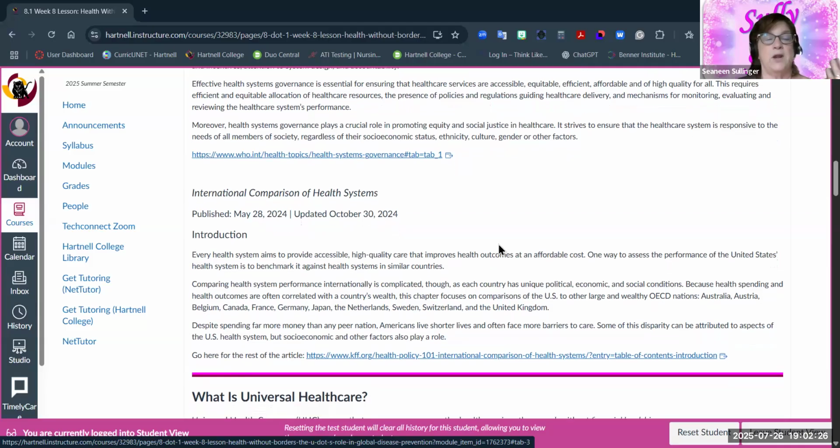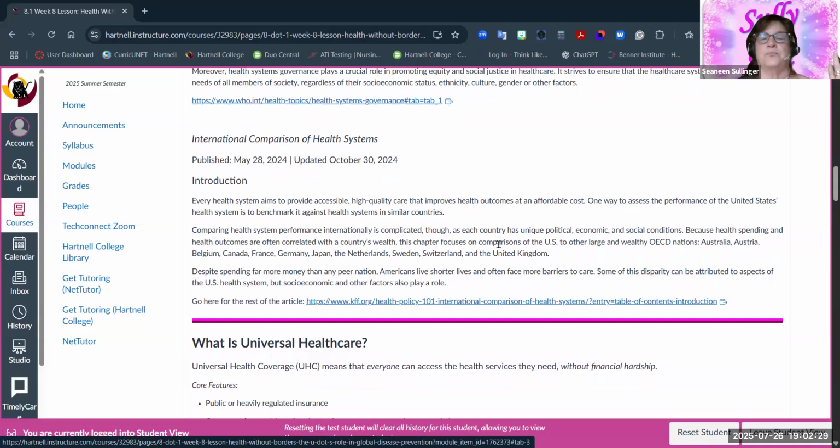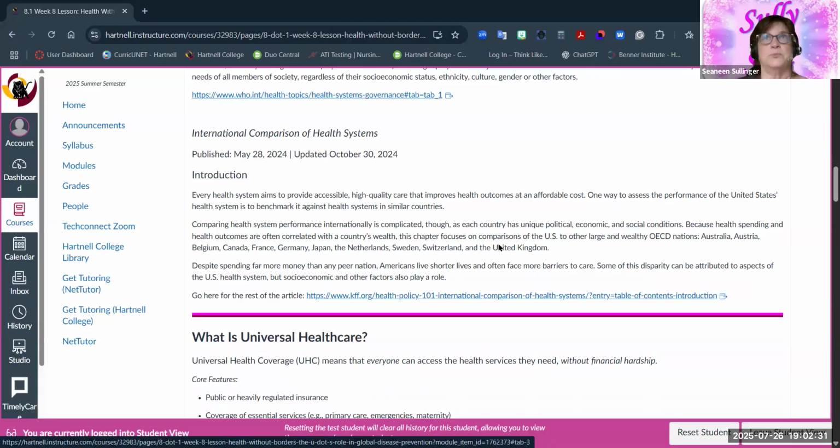So if we compare health systems, each country has its own political, economic, and social conditions. We still look at social determinants, but there are different ways of looking at them in different countries. We have different funding sources. This particular chapter in this book compares Australia, Austria, Belgium, Canada, those countries, and the United States, as well as the United Kingdom.